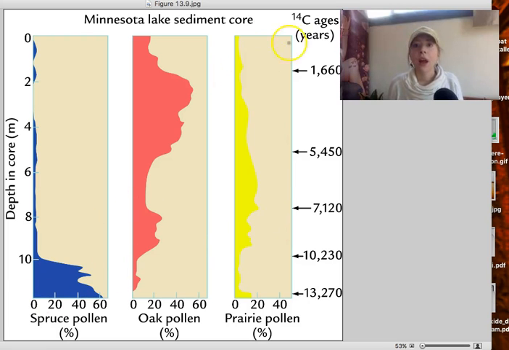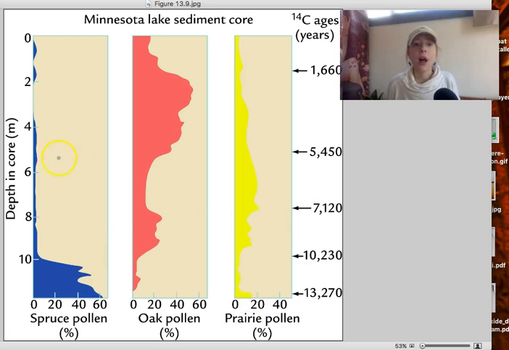And so on the secondary y-axis, we see the carbon 14 age in years. So the depth of 12 meters was dated to be 13,270 years ago. So we can see that at this time, which corresponds to the Younger Dryas, this was a brief cold spell in that warm deglacial period. So we have abundant spruce pollen at this time, and it was pretty dry too. We have about 18% prairie pollen.